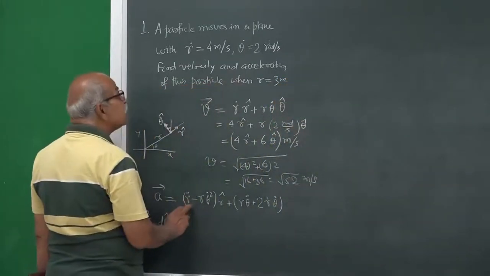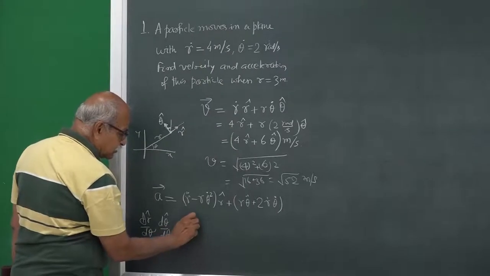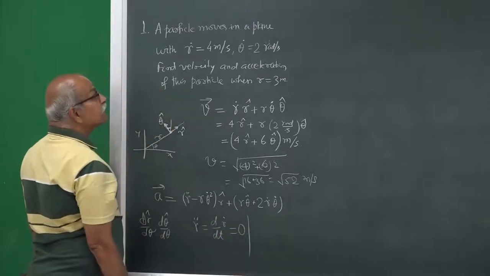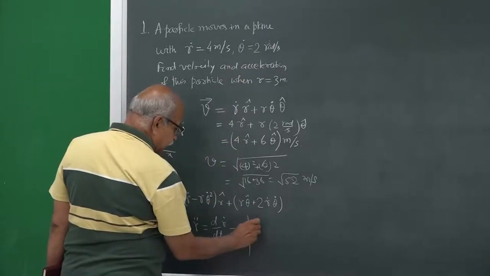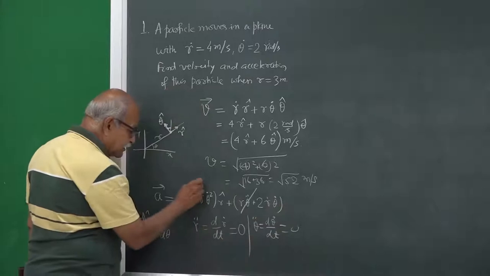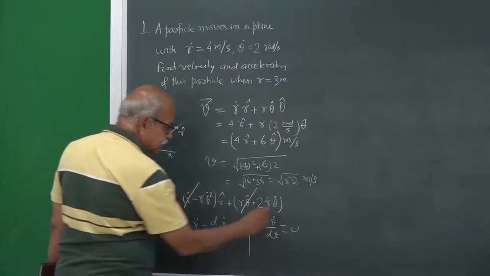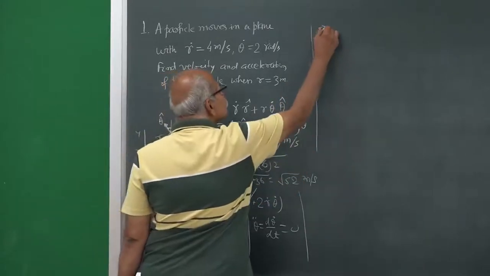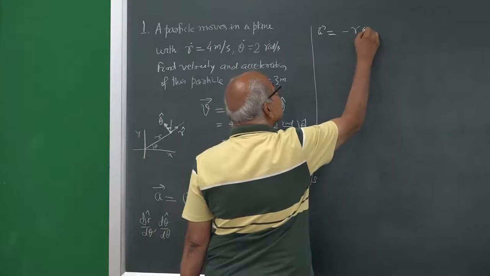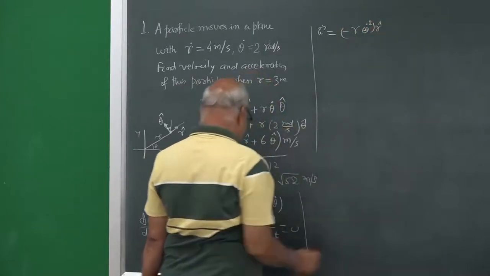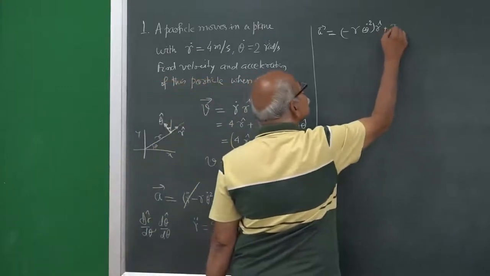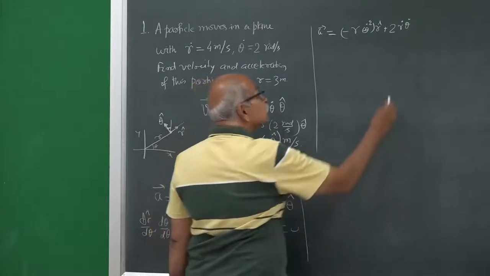So if I put the values here, r dot is fixed. Okay, so r double dot, which is d/dt of r dot, is 0. And theta dot is 2, therefore theta double dot, d theta dot by dt, is also 0. So this is 0 and this is 0. So what we are left with is r theta dot square. So a is equal to minus r theta dot square in r cap direction, and in theta cap direction it is 2 r dot theta dot. So plus 2 r dot theta dot in theta cap direction.